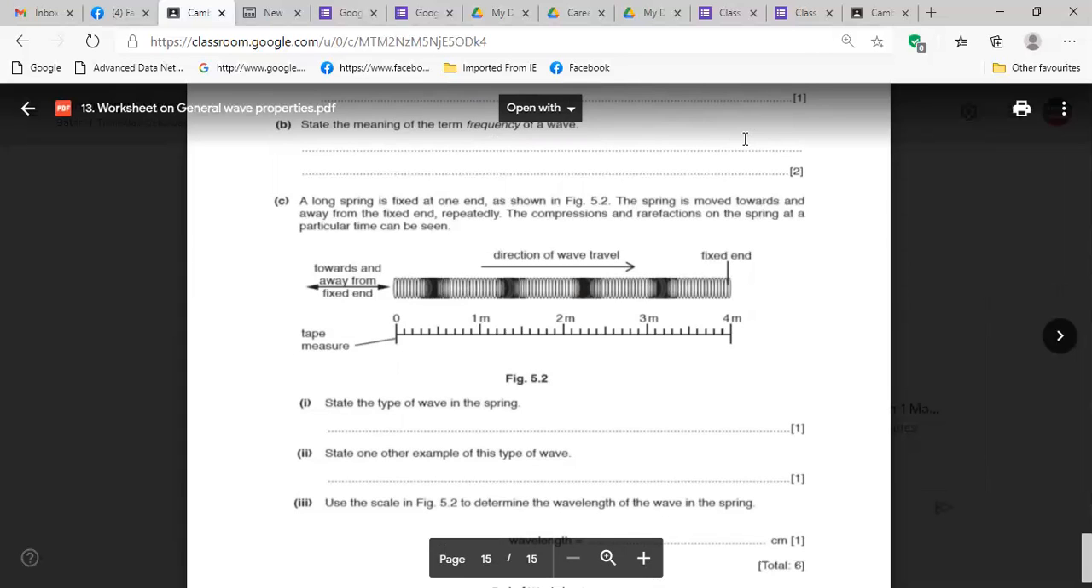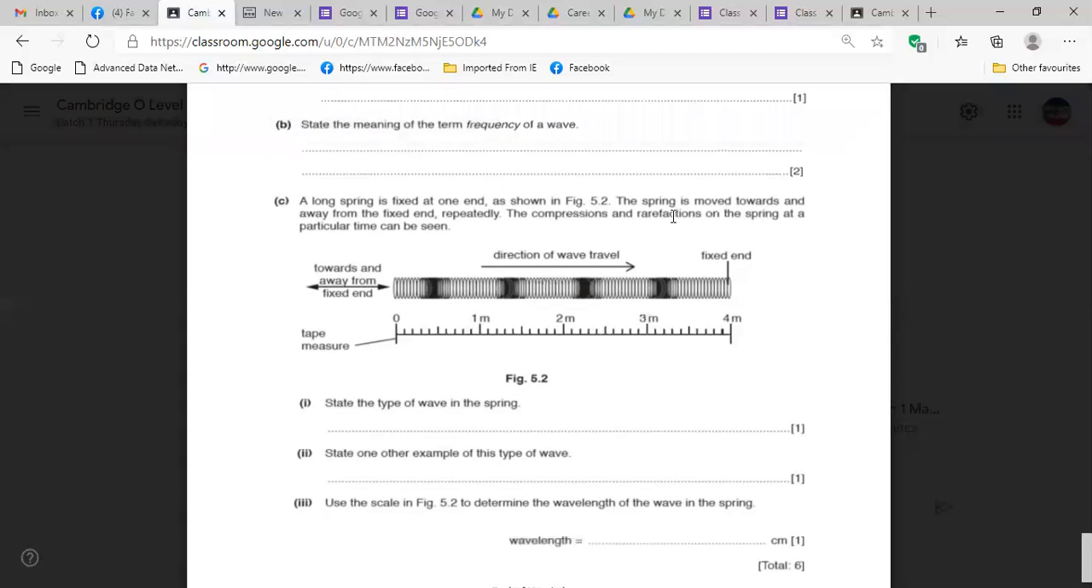And part C, continue. A long spring is fixed at one end as shown in figure 5.2. The spring is moved towards and away from the fixed end repeatedly. The compressions and rarefactions on the spring at a particular time can be seen. State the type of wave in the spring. It's written here compression and rarefaction, so it's going forward, backward, right and left. And the energy transfer direction is written here as the direction of wave travel. So what type of wave is it, longitudinal or transverse? Longitudinal. Very good.